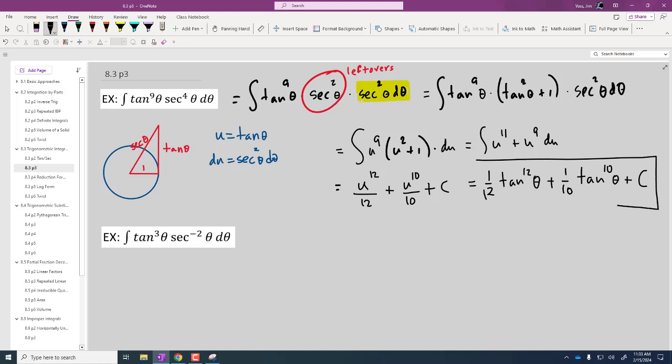Yep, tangent theta plus, that'll drive us crazy, plus 2.